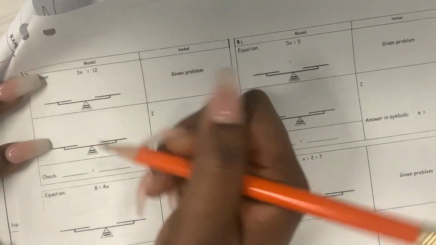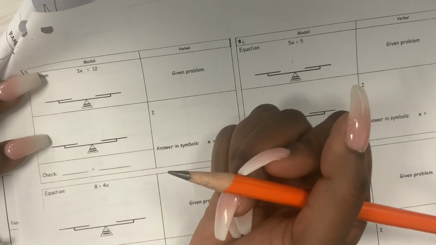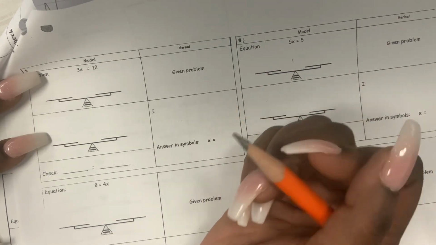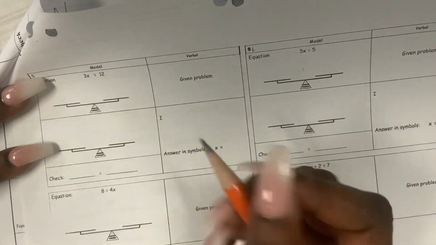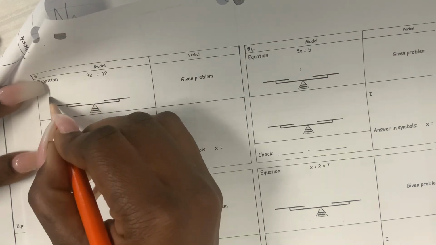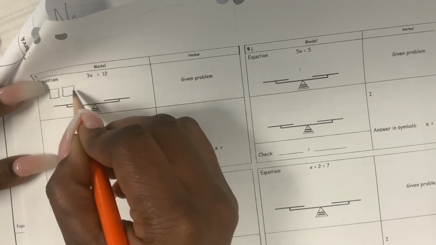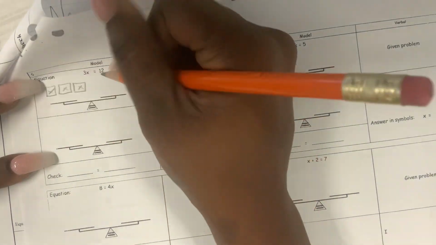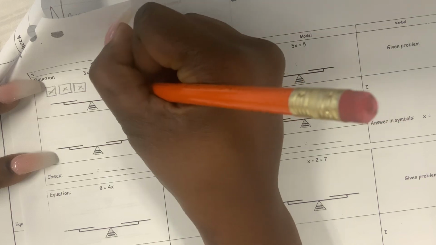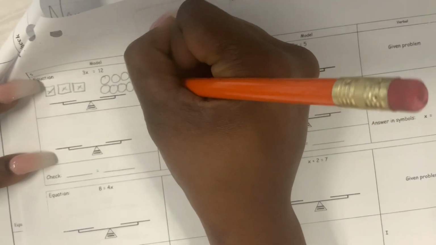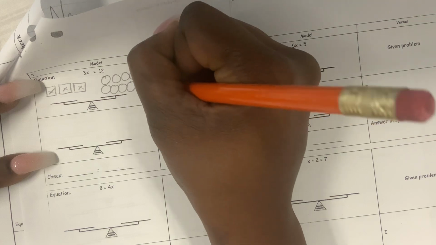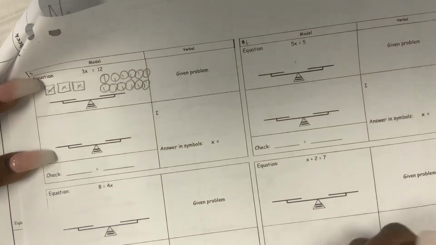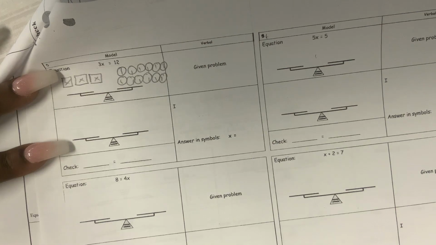I'll do one more for you. With these, you have to draw the shape yourself. I would assume you draw a shape you can draw, like a square and a circle. Don't try to draw a star or something you can't draw. So we have 3 x's, so I'm going to use squares to draw x's, and I have 3 of them. Then I have 12 over here, so I'm just going to draw 12 circles, and I'm going to put 1s in them. From there, you know how to solve this because we've been doing it.